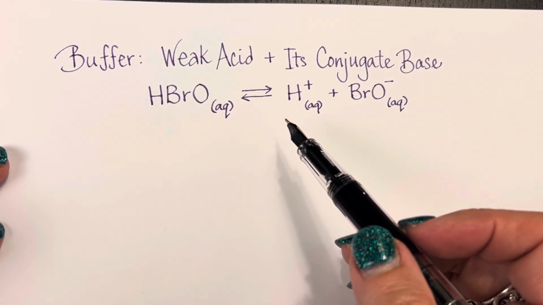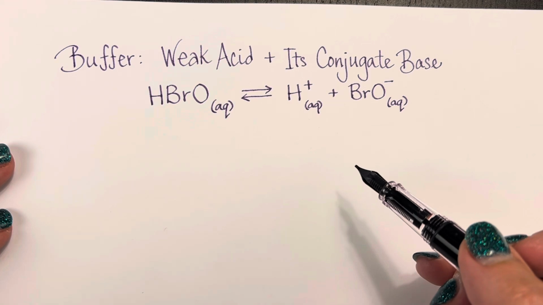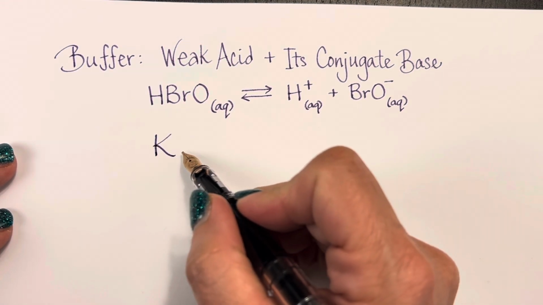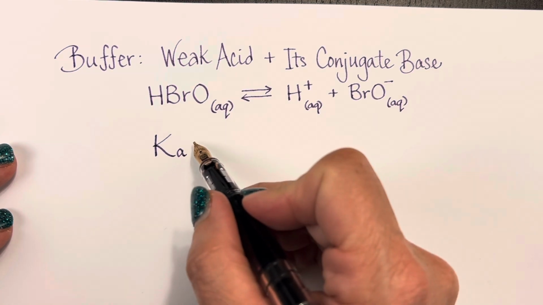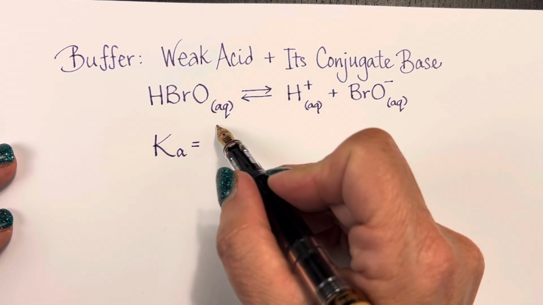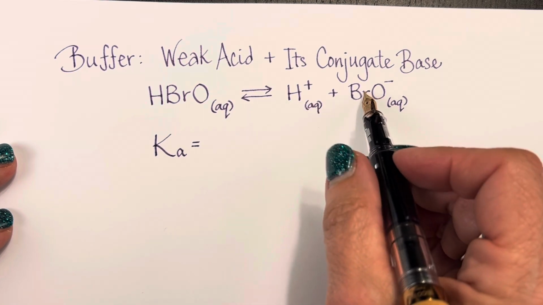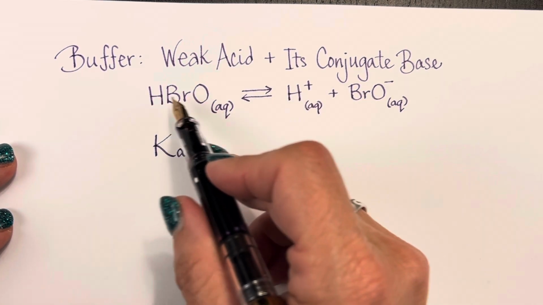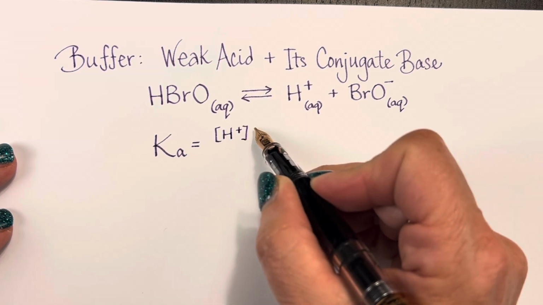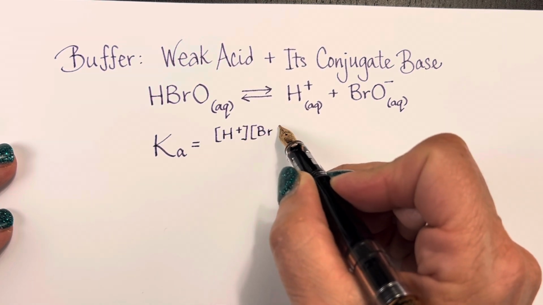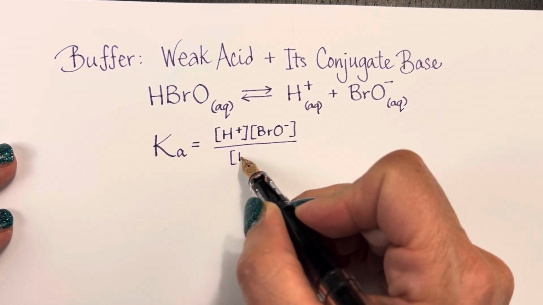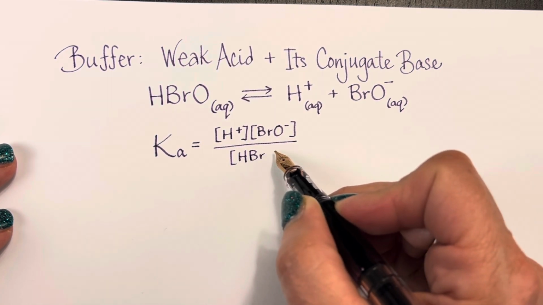The first thing I wanted to do is write out the acid dissociation constant. We're going to write out the expression first. Equilibrium constant, products over reactants. So we've got H plus, BrO minus, over the whole acid itself, HBrO.